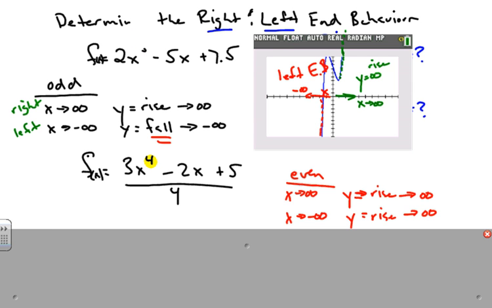Okay, so when we have that, that would be our left and right end behaviors here. This is our right end behavior, and this is our left end behavior. And we can once again look at this on our graphs.